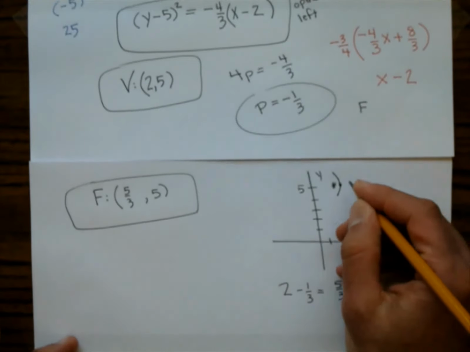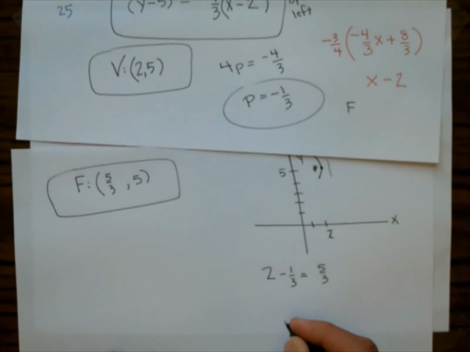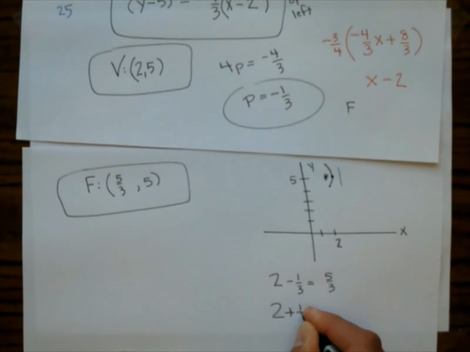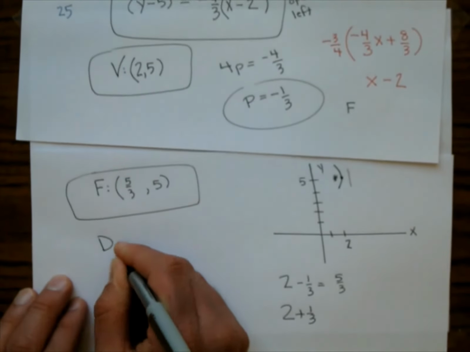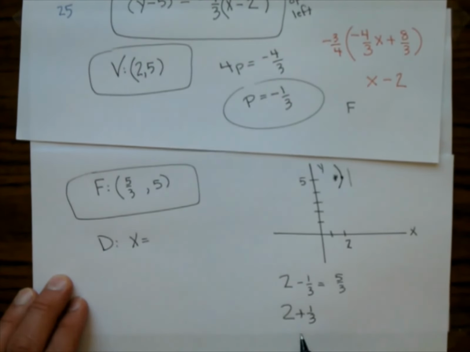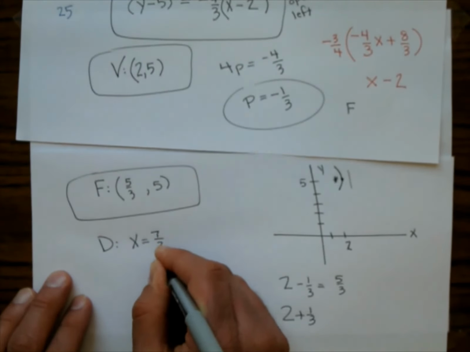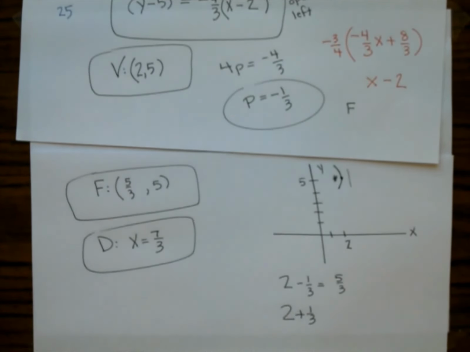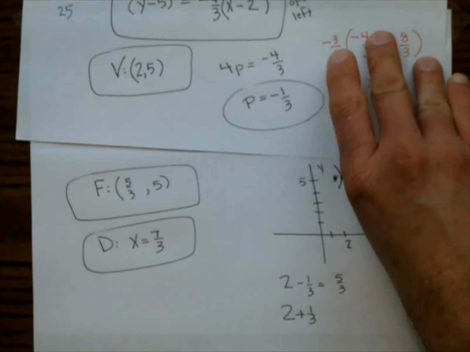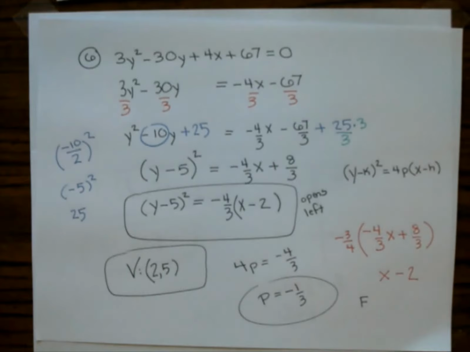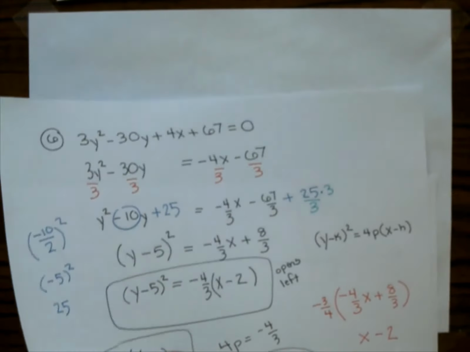The Directrix, I'm going to actually go 2 plus 1/3. It's going to be a vertical line, so the Directrix is going to be x equals 6/3 plus 1/3, which is 7/3. Okay, so I went ahead and found everything, even though I wasn't planning on doing that. But the important part was completing the square and putting it in standard form. Let's go ahead and do an application problem, and that will finish off 7.3.